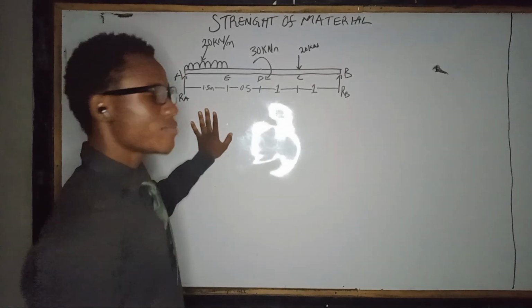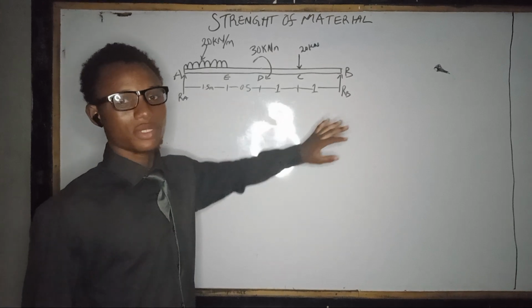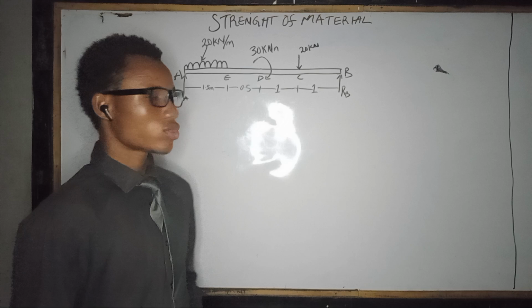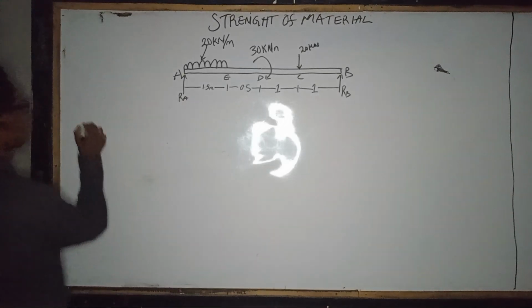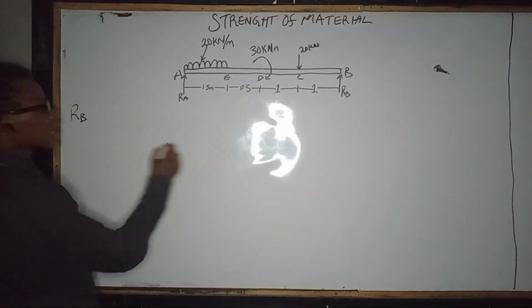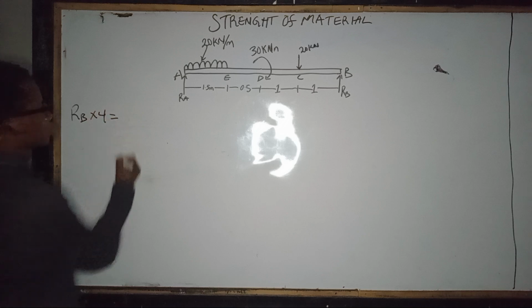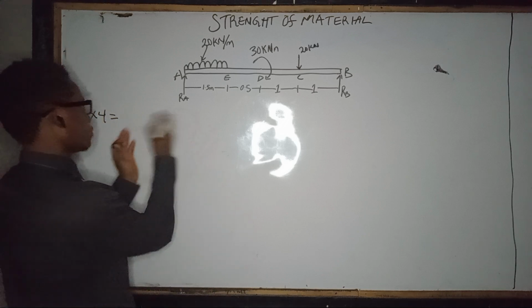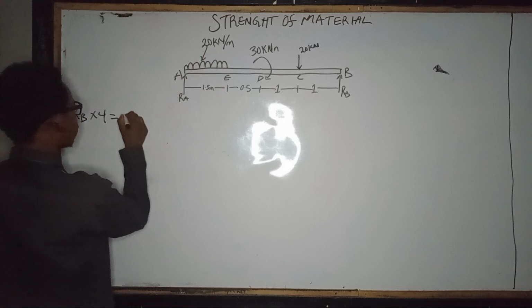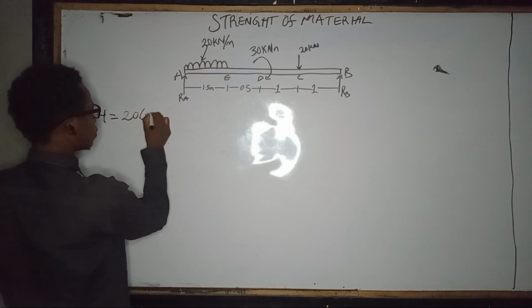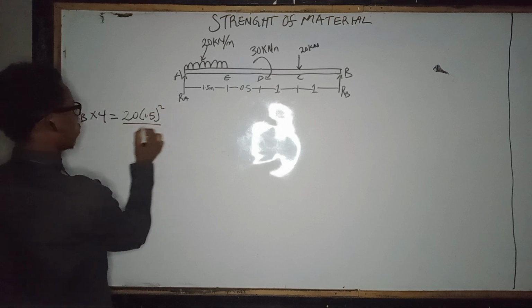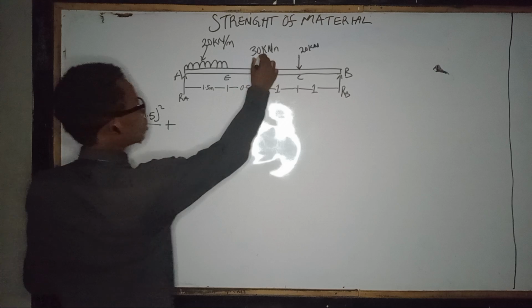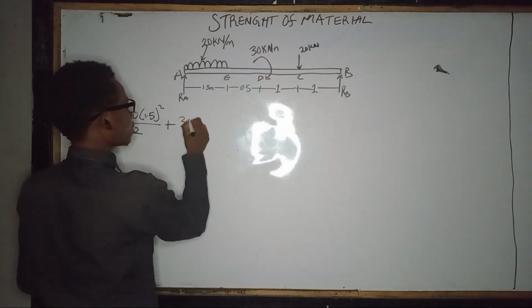So now I mentioned that in a simply supported beam, the reactions are the first thing that we are going to look for: reaction at A and reaction at B. So now our reaction at B, RB times the total length, which is 4, will be equal to the bending moment of the span from the A side. So here we will have 20 times 1.5 squared all over 2, and plus this is a moment on its own, so it will be 30.